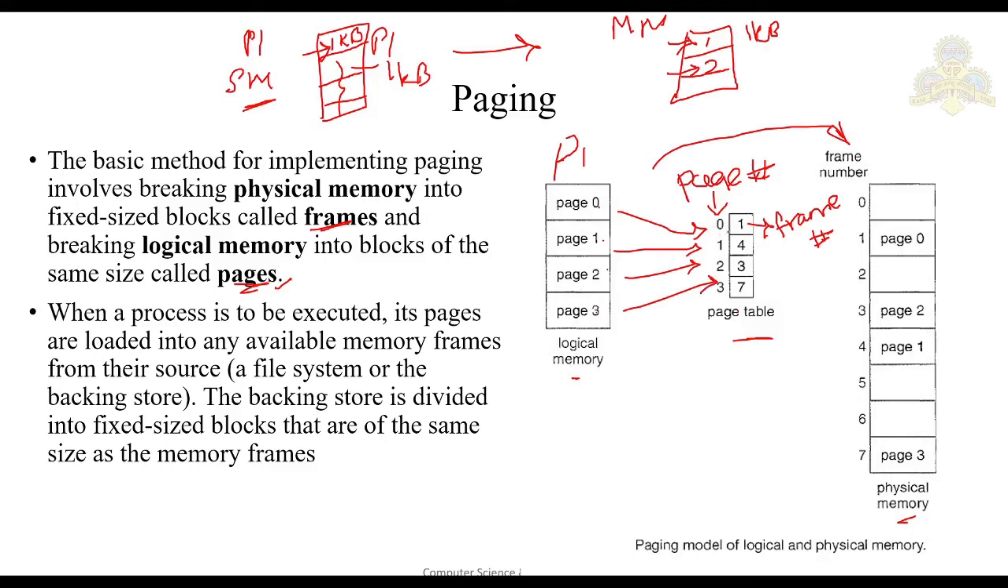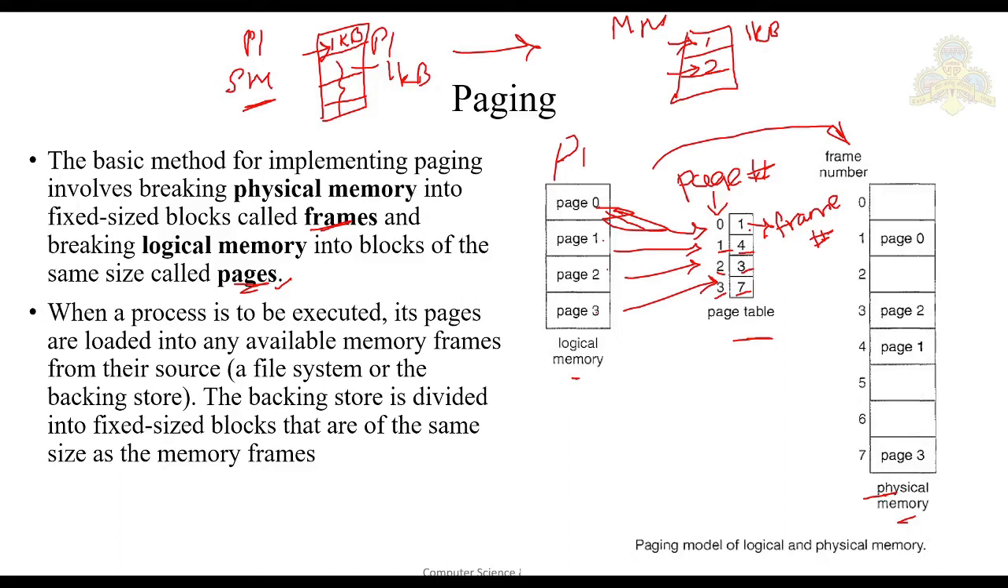Now corresponding to 0 we have 1, corresponding to 1 we have 4, for 2 it is 3, and for 3 it is 7. What does this mean? It means page 0 is kept in frame number 1 in the main memory. Page 1 is kept in frame number 4 of the main memory. Page 2 is kept in frame number 3. Page 3 is kept in frame number 7. Now look into your physical memory or the main memory.